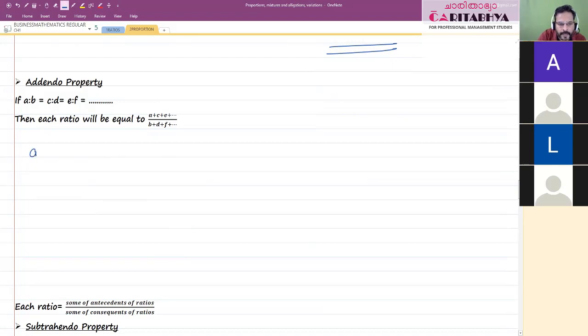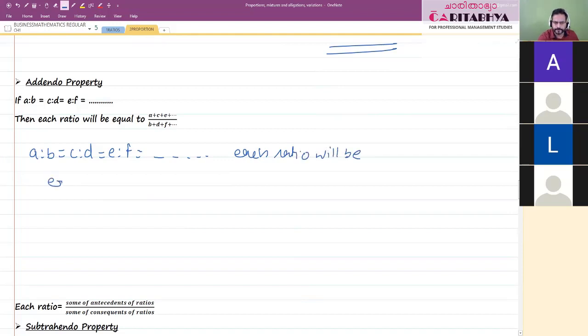If A is to B equal to C is to D equal to E is to F and so on, that means indefinite, infinite ratios equal, then each ratio will be equal to A plus C plus E plus etcetera, divided by B plus D plus F plus etcetera.